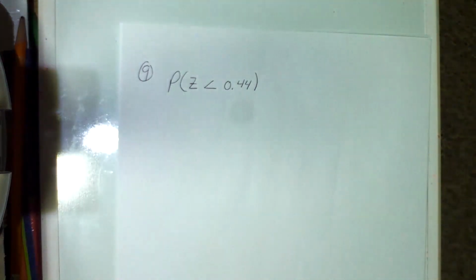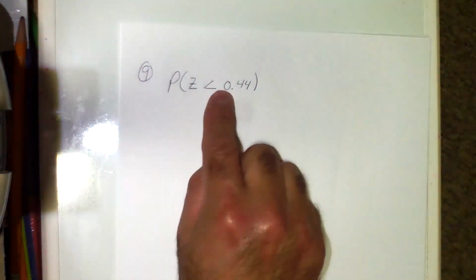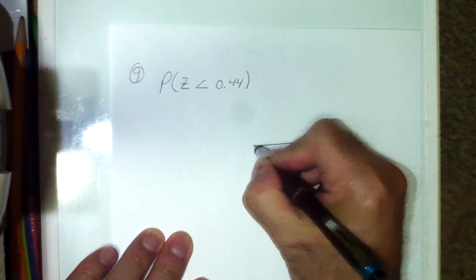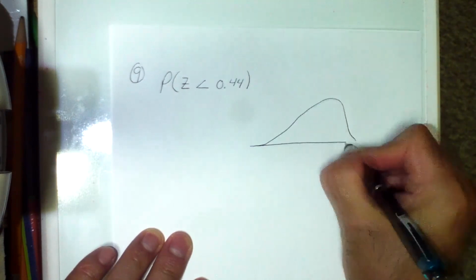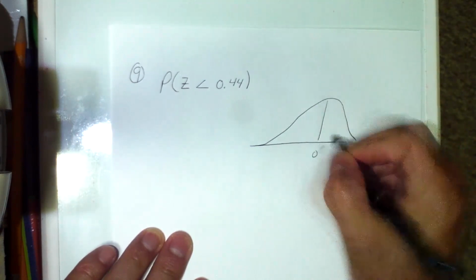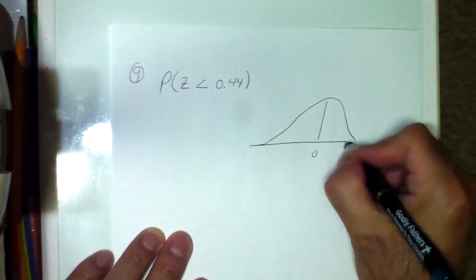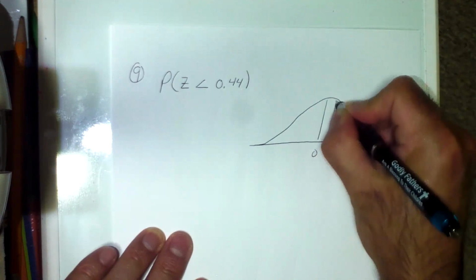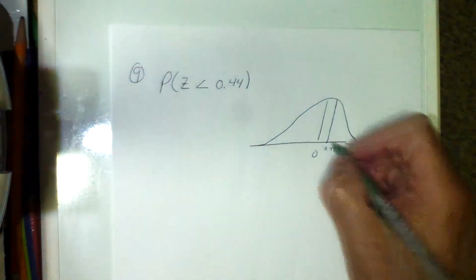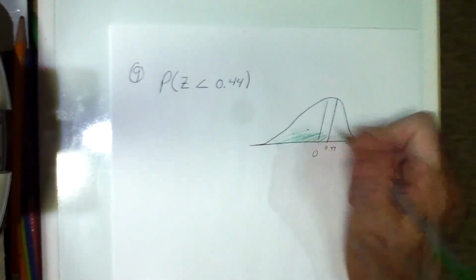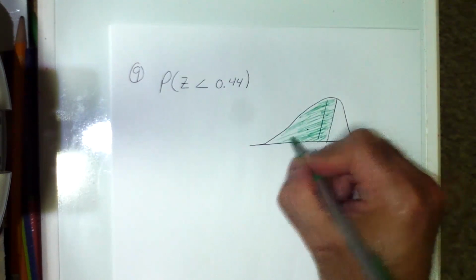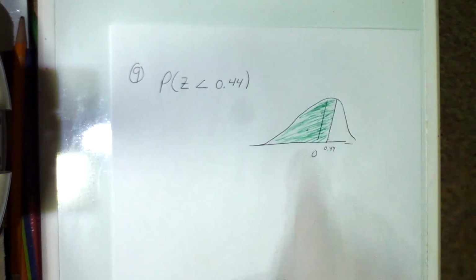Now I'm going to go to my StatDisk and have it calculate the area for that. I'll have to draw it as well. So here's the graph of it, just a little baby one. 0.44 is positive, so it has to be right here. I'm really exaggerating it. And it's shading to the left. So my goal is to figure out how much shading is done on the green part.